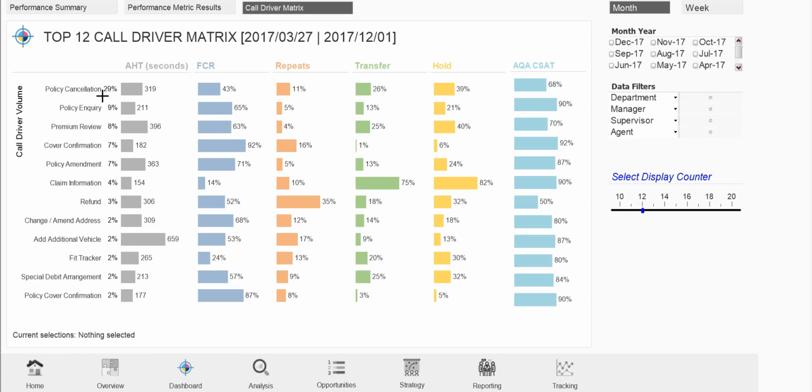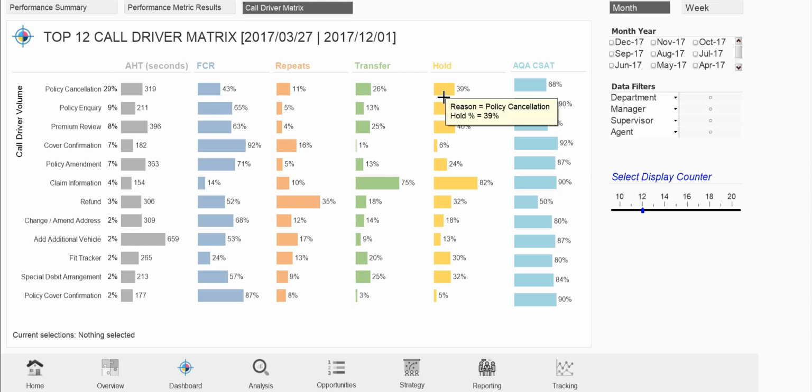As you can see on this matrix, to the left indicates the particular call driver volume percentage. In this instance, 29% of calls were associated to policy cancellations. To the right-hand side, you can see the associated key metrics. The AHT for policy cancellations is sitting at 319 seconds. For FCR, 43%, repeats at 11%, and transfers at 26%. Hold was utilized 39% of the time when dealing with a policy cancellation.